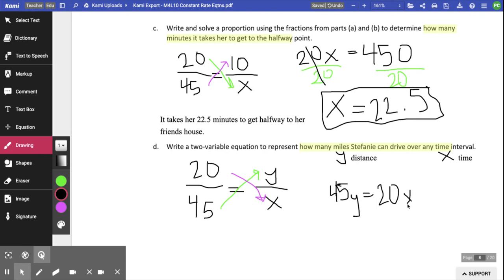Now, here's the tricky part. Which variable do we solve for? It depends on how they ask their question. The question is, how many miles can Stephanie drive over any time? So really what they want to know is how many miles can she drive? And then it'll be based on the time. But the main question is how many miles, and the variable that we chose to represent miles is the y variable. So what we want to do is solve or isolate the y variable. So I want to get the y variable by itself.